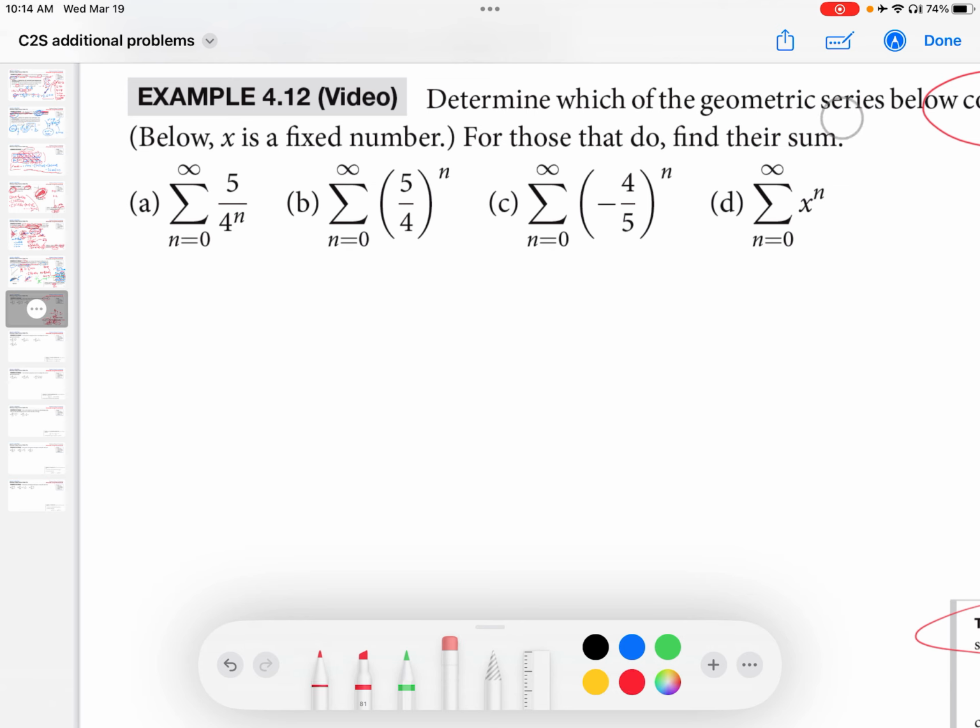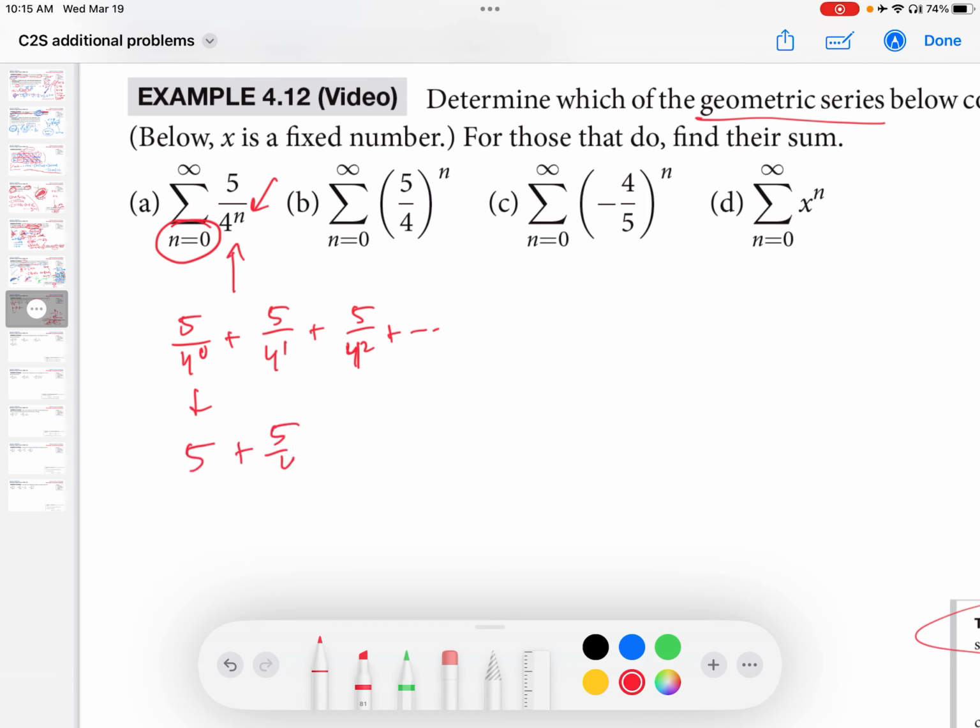Part of applying this theorem and just working with geometric series is figuring out whether it is in fact a geometric series. This problem statement tells us that, but let's just talk about it. One way you can do this is you can start writing out the terms of the series. This series starts at 0. So if I put a 0 there, I get that term. And then the next one is n equals 1. The next one is n equals 2. And I keep going. So 4 to the 0 is 1. So this term is just 5. And then this is 5/4, and then this is 5 over 4 squared, so on and so forth.